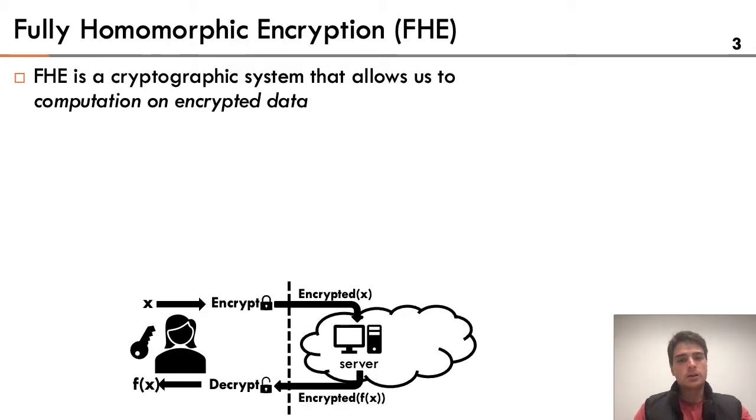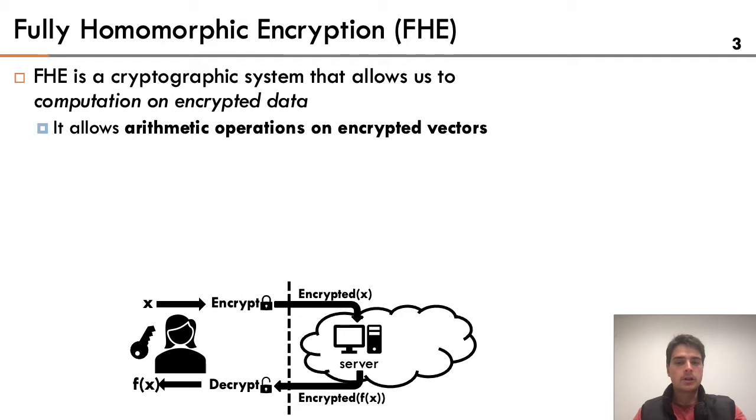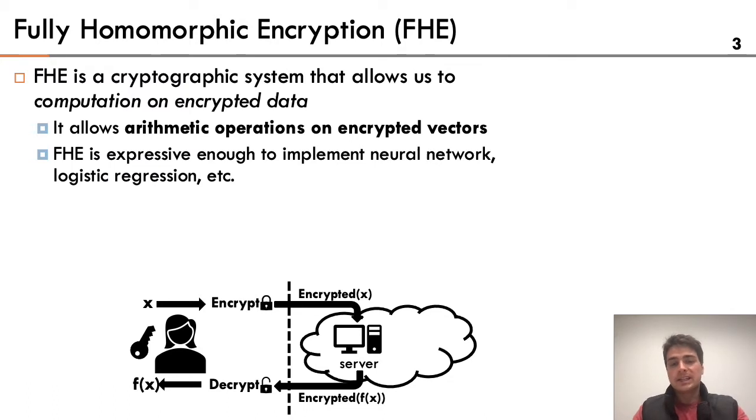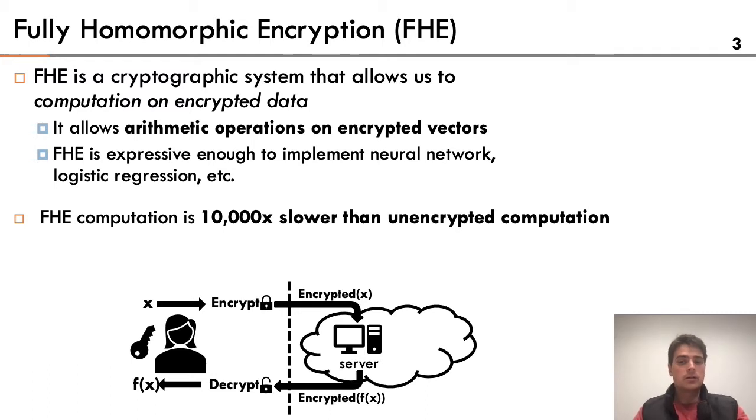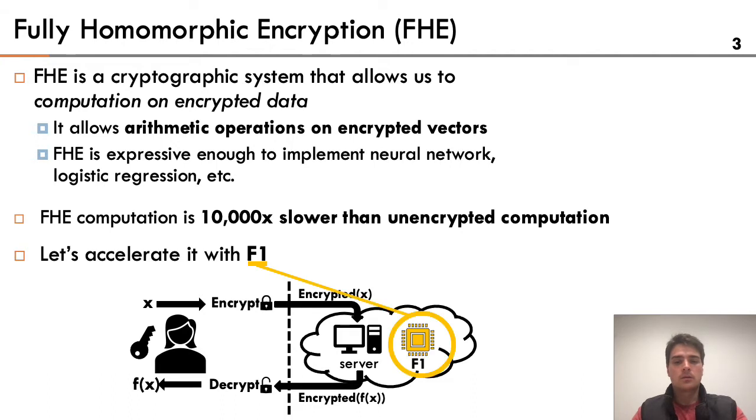So as mentioned, FHE is a cryptographic system that enables computation on encrypted data. Specifically, FHE allows us to perform arithmetic operations on encrypted vectors. Although FHE isn't Turing complete, it is expressive enough to be used for neural networks, logistic regression, database lookup, and many other tasks. The key downside that prohibits wide adoption of FHE is that it is about 10,000 times slower in software than doing the same work on unencrypted data. We address this problem by proposing F1, an accelerator for FHE that bridges the performance gap between encrypted and unencrypted computation.